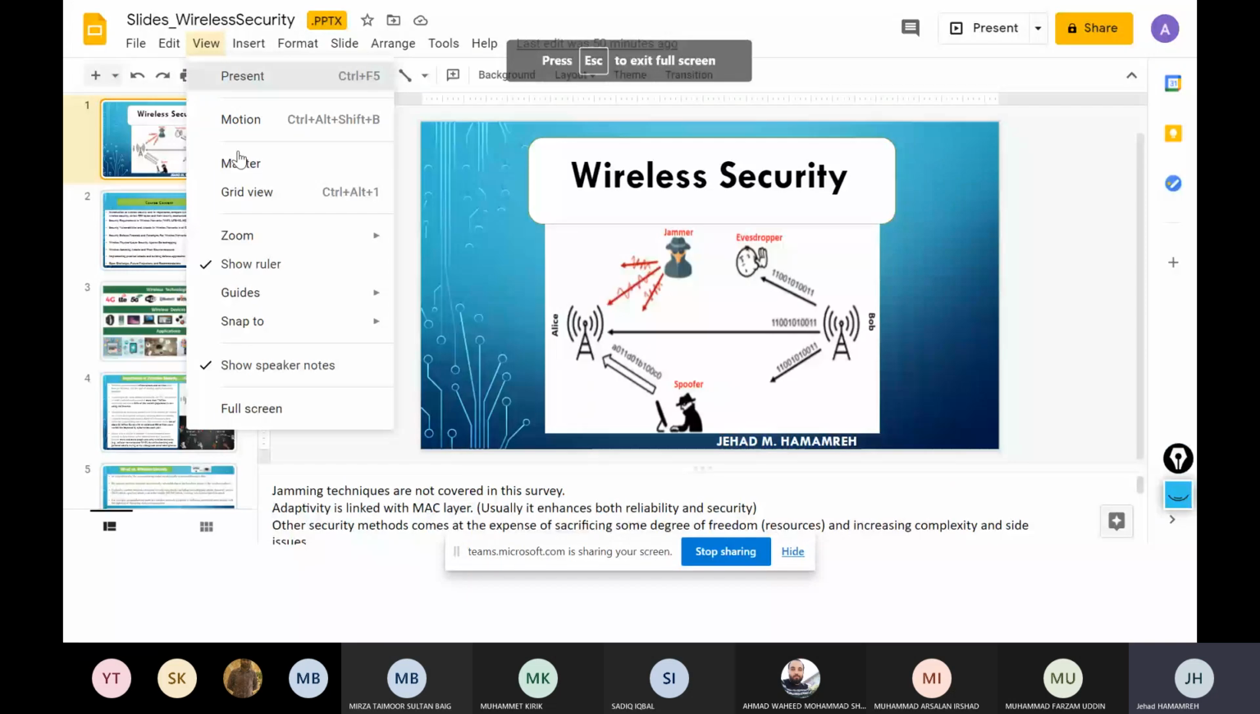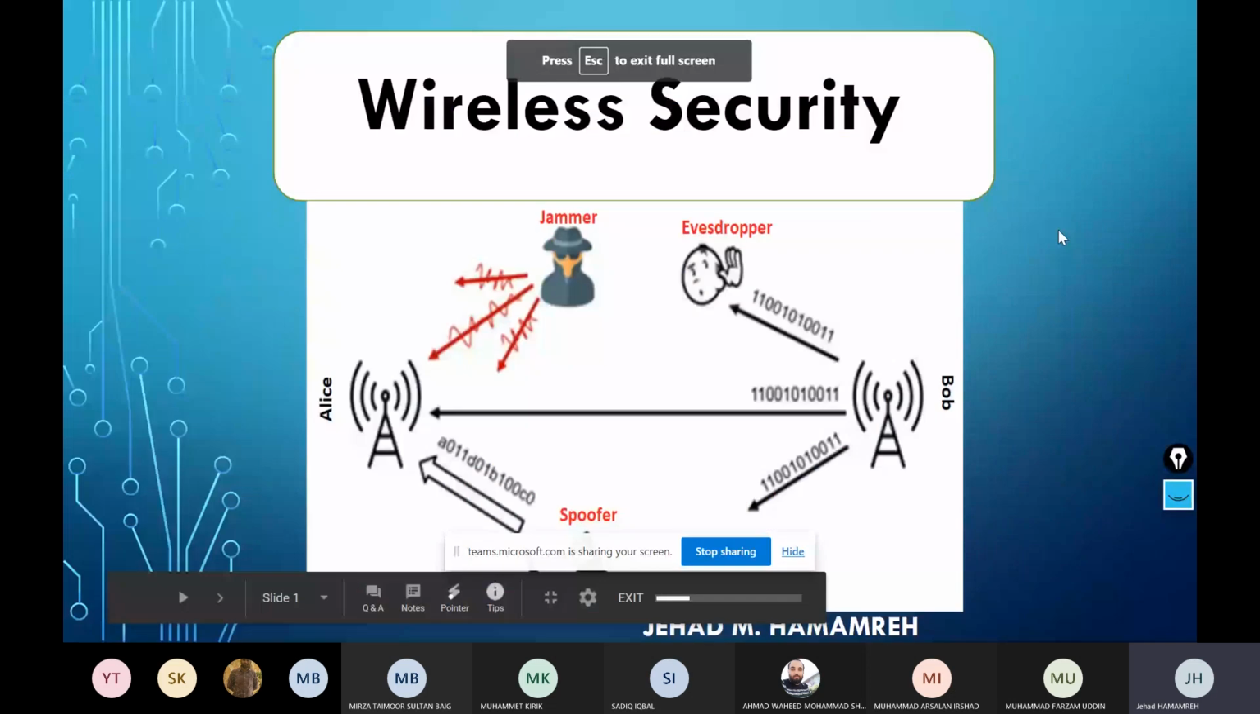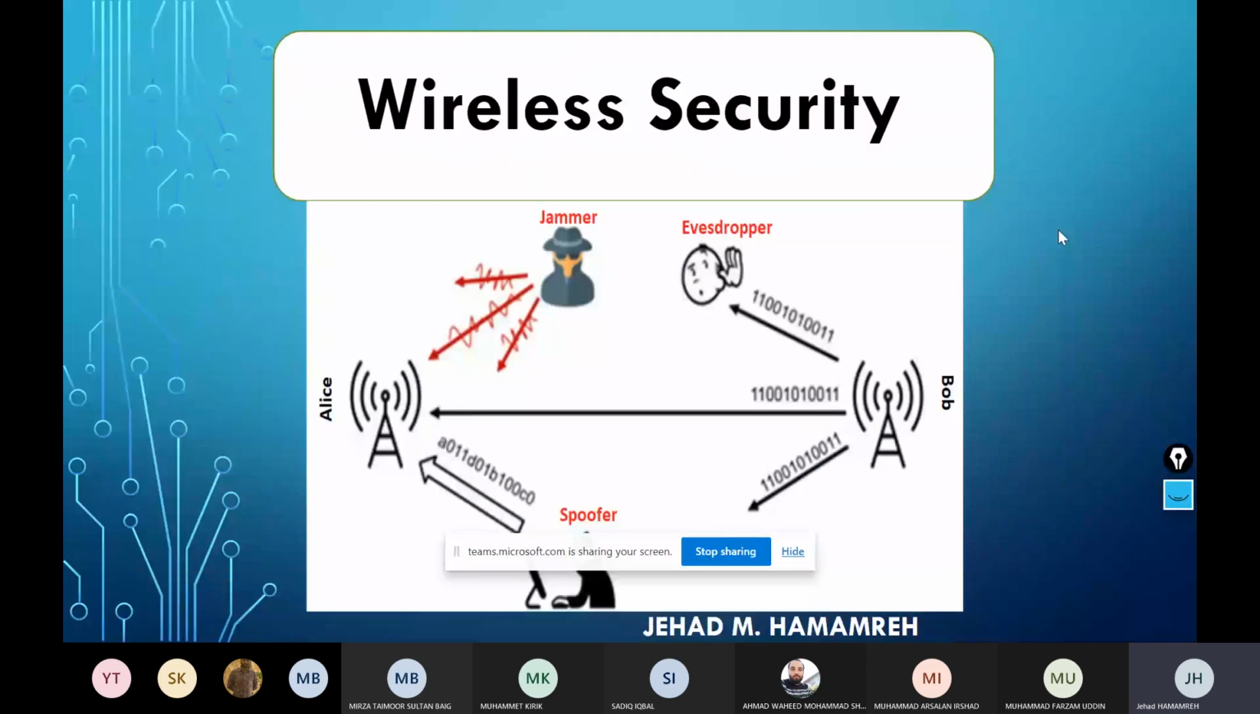Hi and welcome everybody, to the course titled Wireless Security and its Physical Layer Aspects. I'm very excited to have you in this course. It's the first course on this exciting domain called wireless security. And in this course, we'll be covering the following topics.